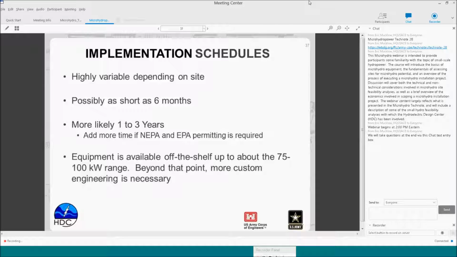Examples include the Toshiba Hydro eKIDS turbines or the Ossberger crossflow turbines, among others. Off-the-shelf prepackaged equipment, including the turbine, generator, and control system, is available in the microhydro range. Once we cross the threshold into the mini hydro range, or once we cross that threshold of about 100 kilowatts, more engineering and investment becomes necessary, as the units must be largely customized to their application.